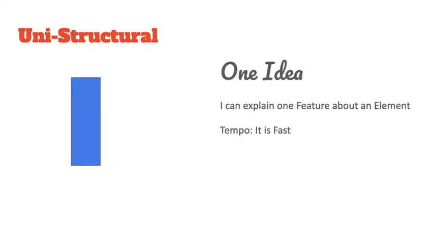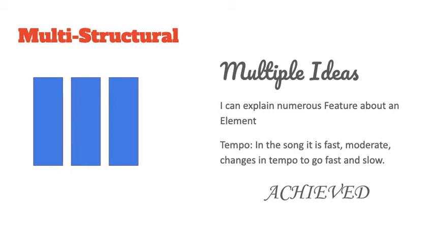Then, of course, we have uni-structural. It's a really good starting point. You've heard about it, you know what it is, you're familiar with it. It's not something that you could really give a detailed answer about, but you at least know where to start, and that is also a good place. So, for example, if we're thinking about uni-structural and having one idea about a feature of an element, if we're talking about the tempo, you can tell me that it is fast. So what you're listening to is fast.